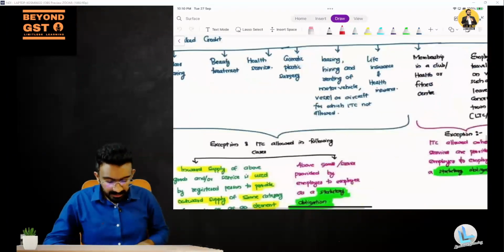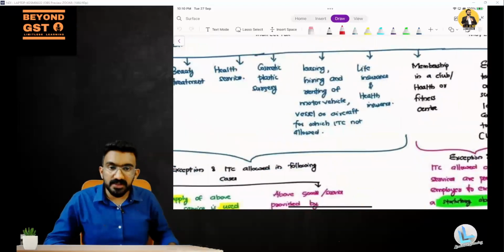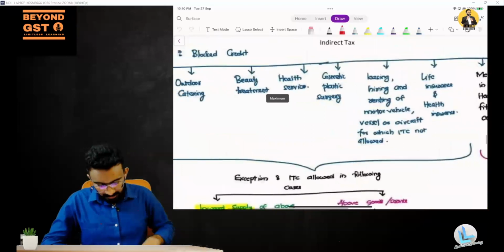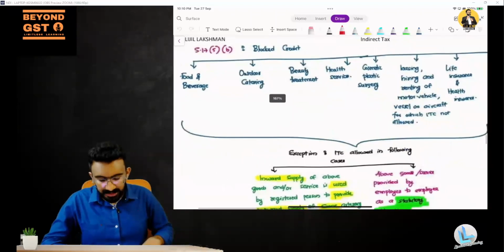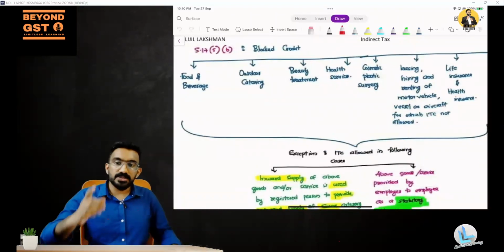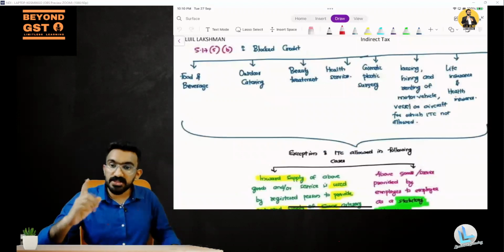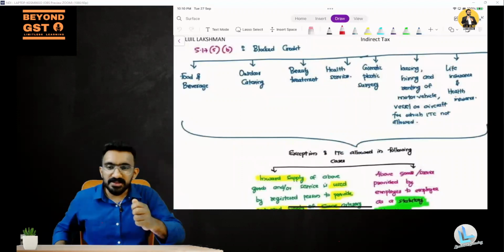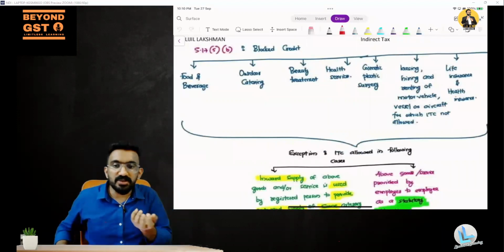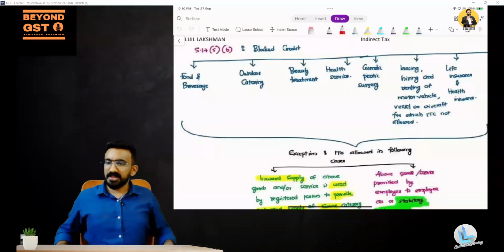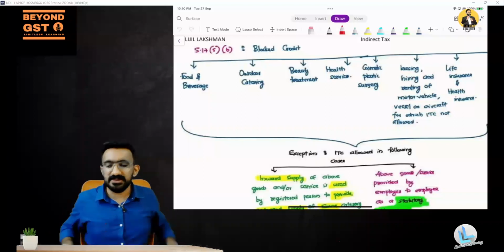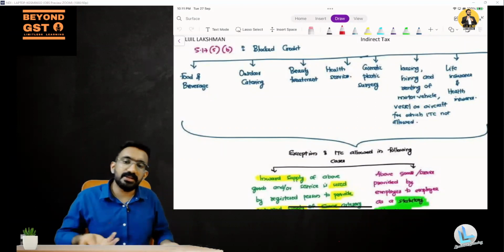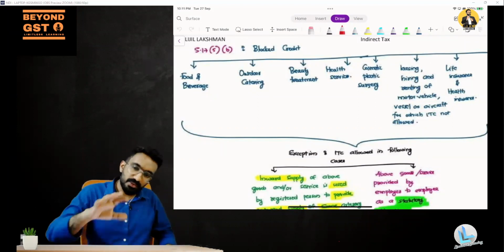Leasing, hiring, and renting of motor vehicle, vessel, or aircraft, for which ITC is not allowed. You remember, Nokia company appointed our chartered accountant as a CFO. And what was his condition for joining? He said, I need a Mercedes-Benz. Nokia is very smart. Instead of buying a Mercedes-Benz, Nokia takes it on lease. Monthly they'll pay 1 lakh rupees on lease, because if the CFO leaves after 1 year, why would they need this kind of an expense? So they took it on lease.